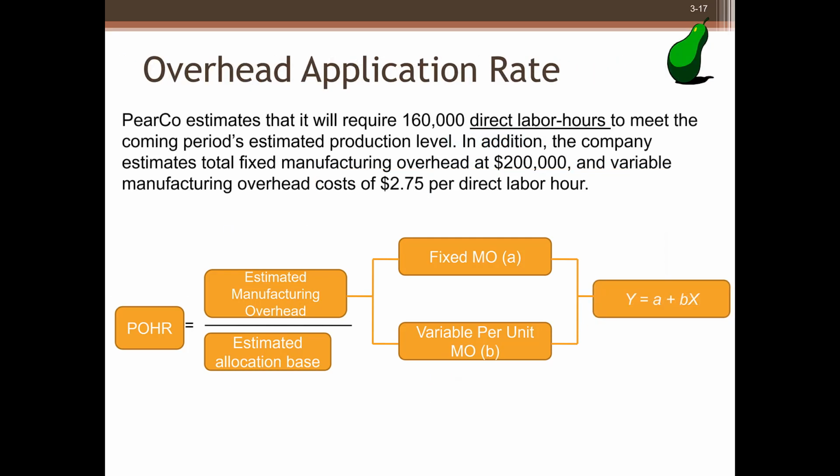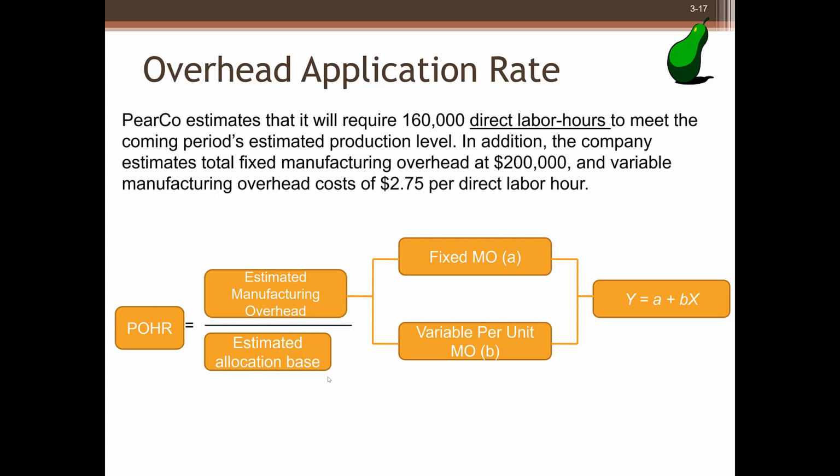Let's take a look at Perico Company's example. Perico Company estimates it will require 160,000 direct labor hours to meet a coming period's estimated production level. In addition, the company estimates total fixed manufacturer overhead at $200,000 and variable manufacturer overhead costs of $2.75 per direct labor hour. Here, direct labor hours are highlighted. This is allocation base. To calculate the predetermined overhead rate, we follow 4 steps.